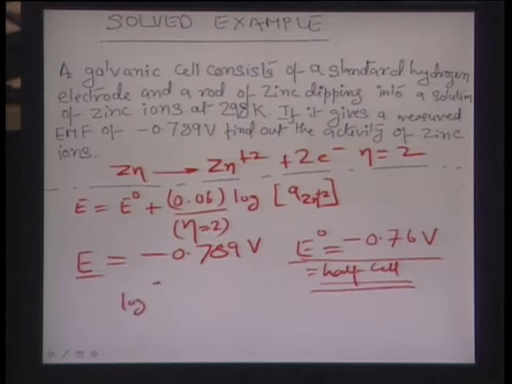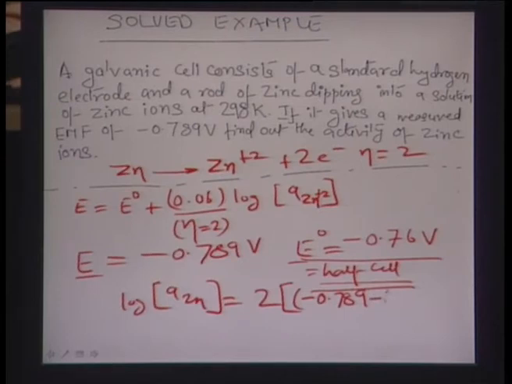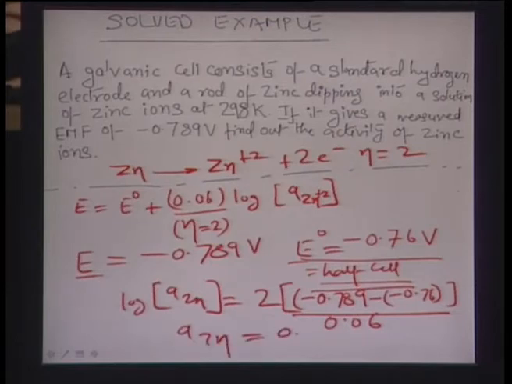log of the activity of Zn as 2 times of minus 0.789 minus of minus 0.76 divided by 0.06, okay, and the activity of zinc comes out to be equal to 0.1 molar. So, the activity of the zinc ions in this particular example is around 0.1 molar.